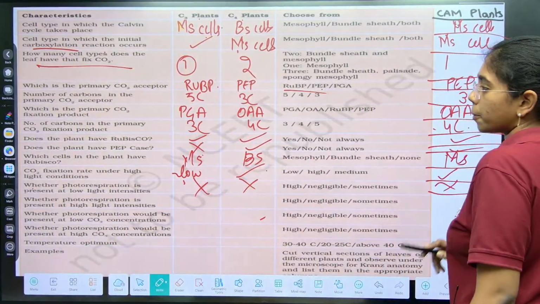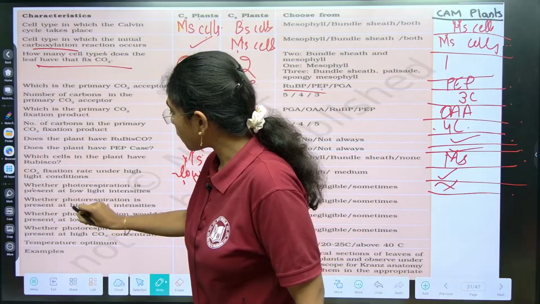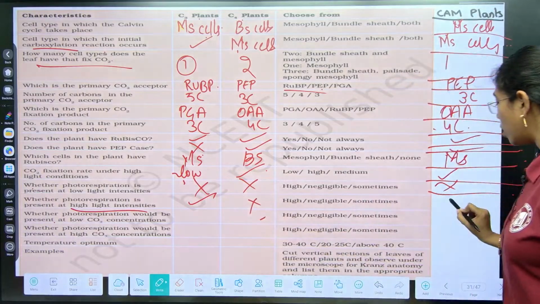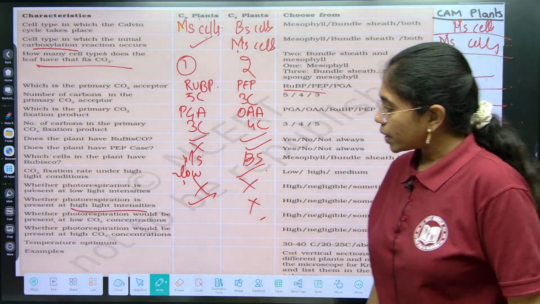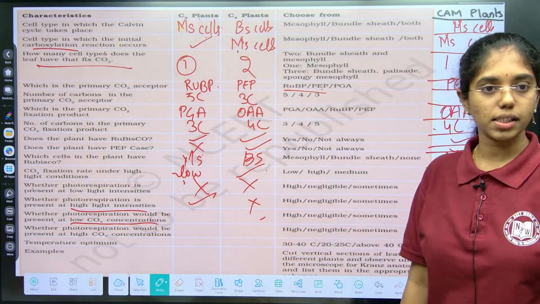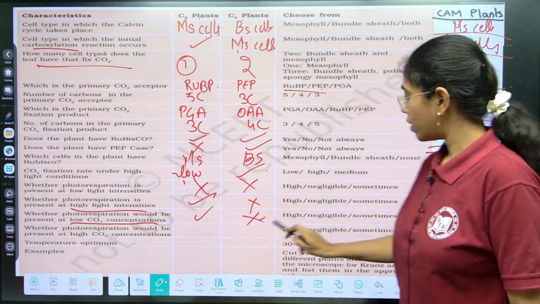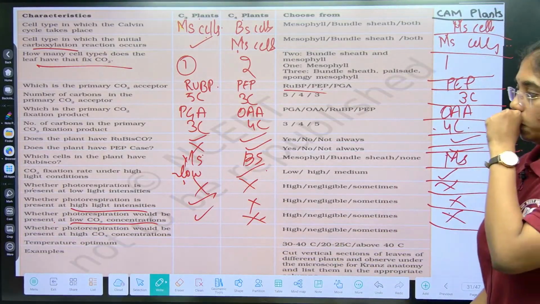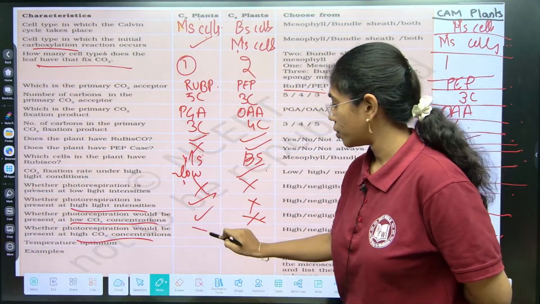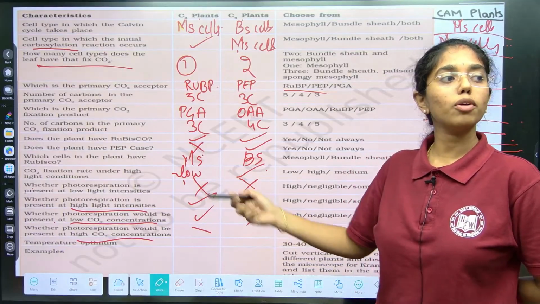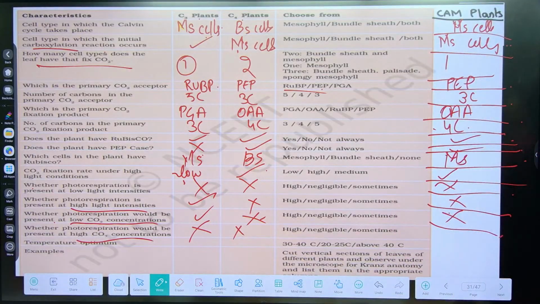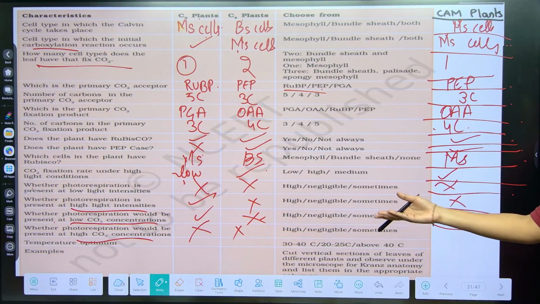Next question. Whether photorespiration is present at high light intensities? Yes in C3. In C4, no. In CAM. Whether photorespiration could be present at low carbon dioxide concentrations. Yes. Whether photorespiration would be present at high carbon dioxide concentration. At high CO2 concentration, how will Rubisco bind? There is no relation with carbon dioxide in C4 plants.